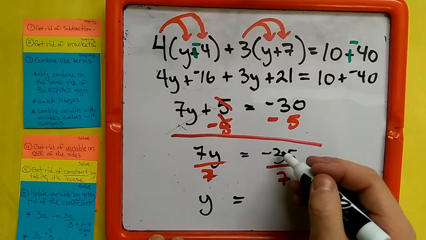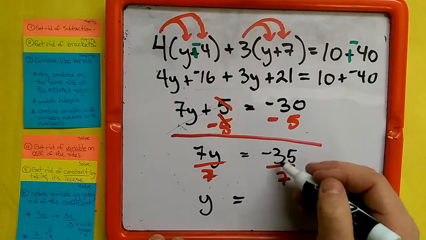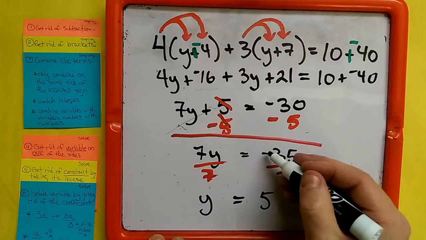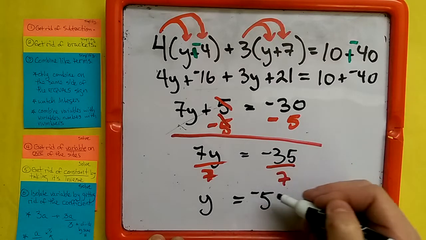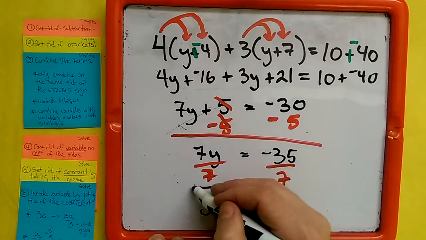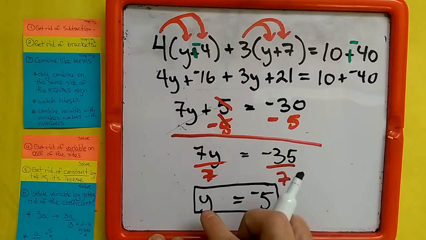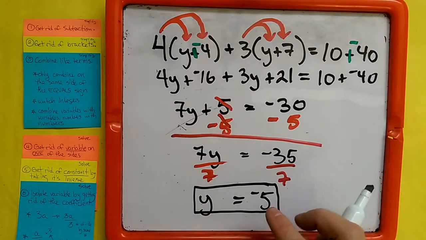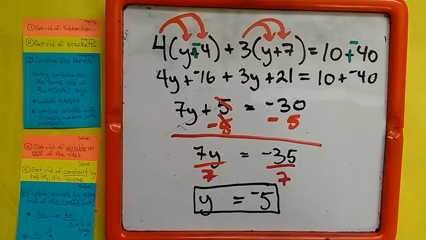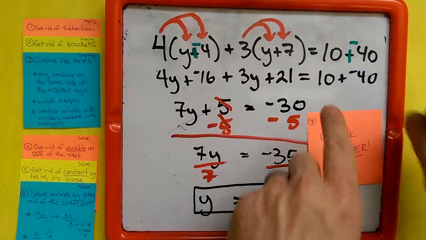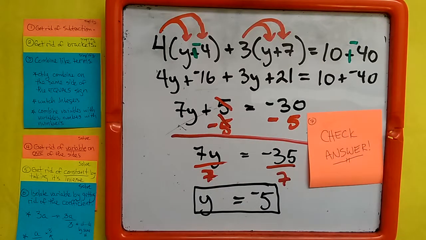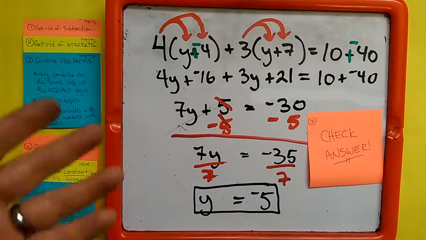And on this side, negative 35 divided by 7 gives us an answer of 5, but a negative divided by a positive gives us that negative answer. And now we've gotten y by itself on one side. We got a number left over. So what we get is y is equal to negative 5. And the very last thing we should do, like on every algebra question, is check our answer to make sure that we're okay. Okay, hopefully that helps as one example.